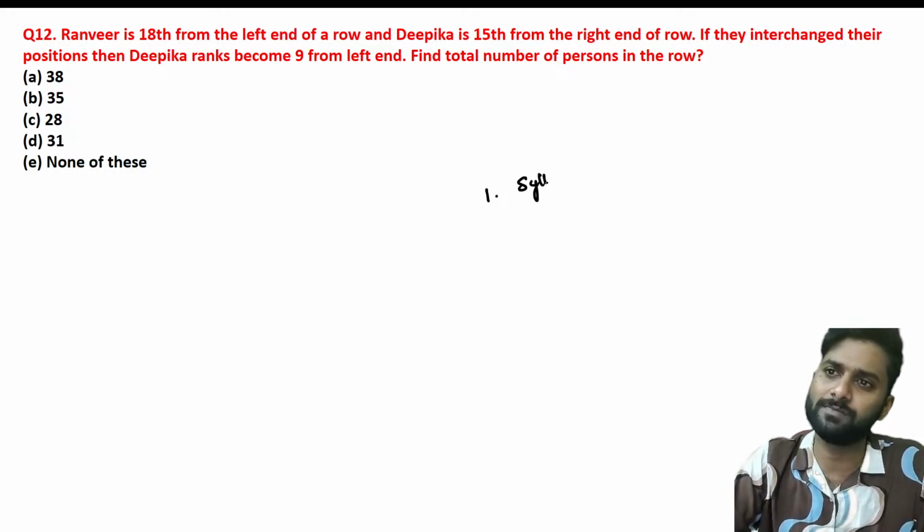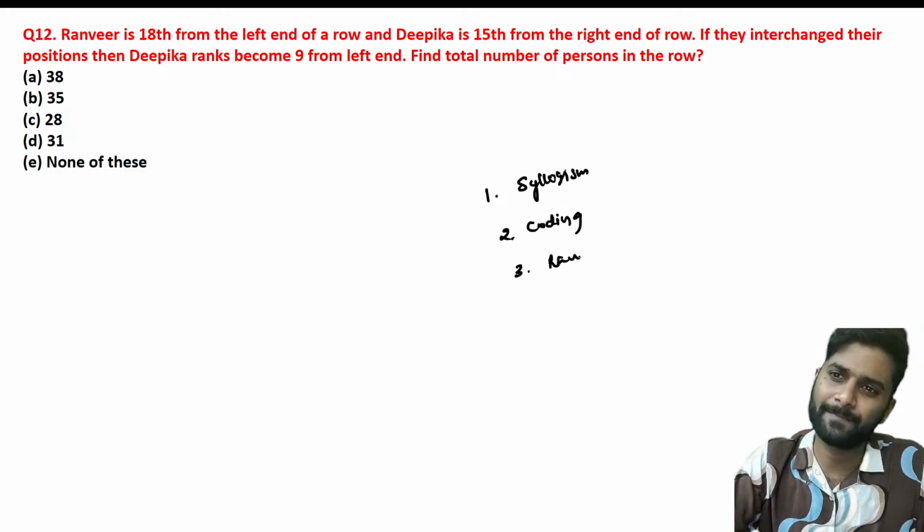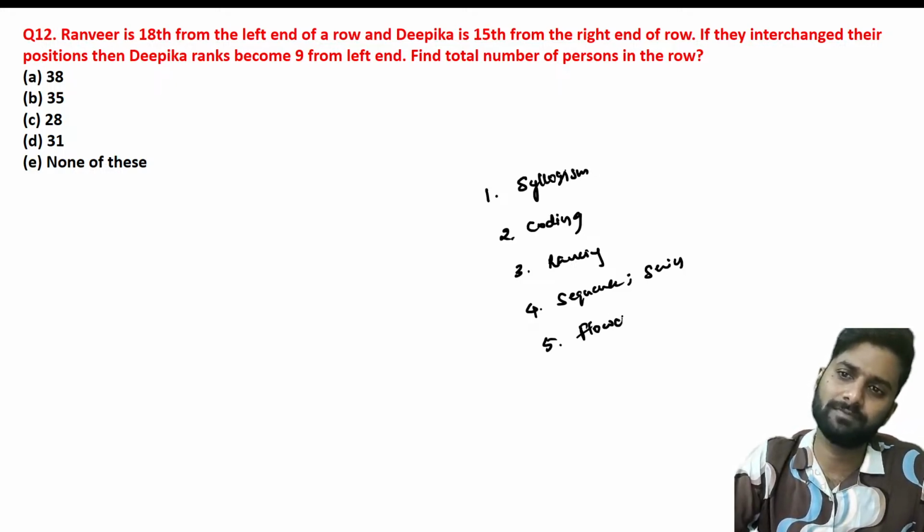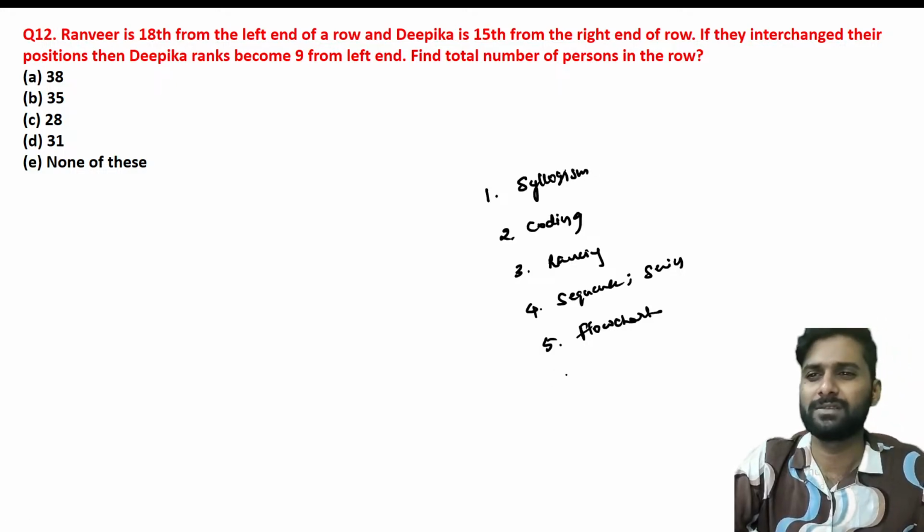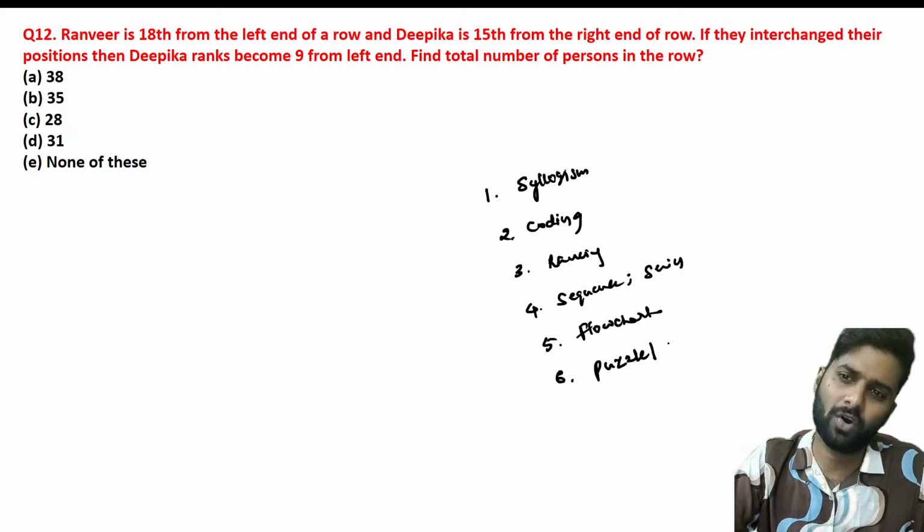One is syllogism. You can expect questions from it. Second one is coding and decoding. Third one is ranking. Fourth one is sequence and series, either alphabetical series or number series. Then the next one is flowchart. Next, maybe you can expect a question from either puzzle or arrangement, and the most important thing is non-verbal.